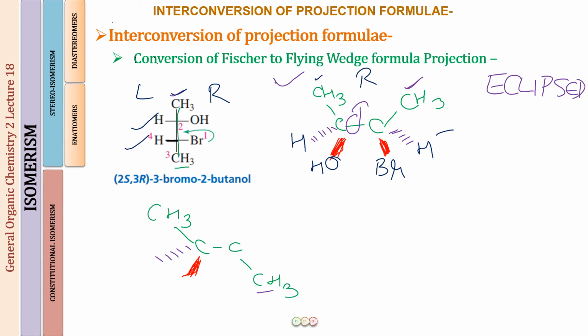Because if we look at the molecule from the front, the CH3 group is going to hide the CH3 group behind it. This hydrogen is going to hide the hydrogen behind it, and this OH, whatever amount possible, because the groups are different, is hiding the bromine behind it. Such a projection we will be calling an eclipsed projection.